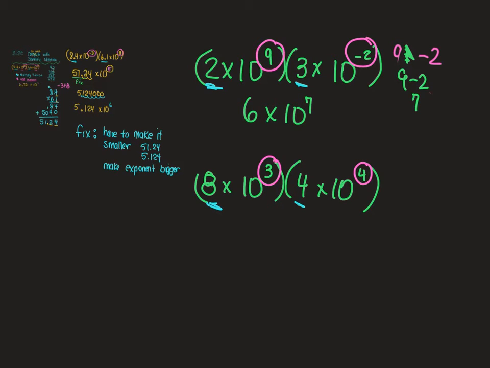I'm happy. This one, I have 32. 8 times 4 is 32. Times 10 to the 7th. 3 plus 4 is 7. I don't want 2 digits. I can only have 1 digit. So if I make it 1 place smaller, I go 1 place bigger with my exponent.